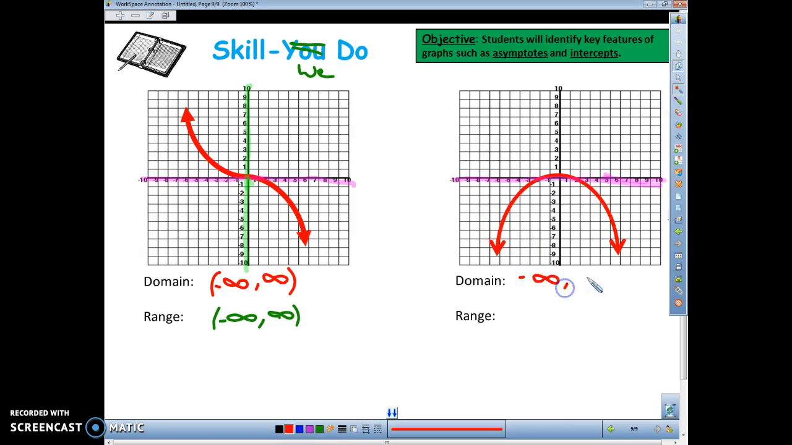So negative infinity to infinity, and then my range, my lowest value, I have arrows going down, so that is negative infinity, right? My lowest value is negative infinity, and it goes all the way up, and the highest point is right here, let's say touching at the origin. So that would be negative infinity to 0, and I'm going to include 0, and I don't include negative infinity. So these are some new looking graphs that I wanted to give you a look at.